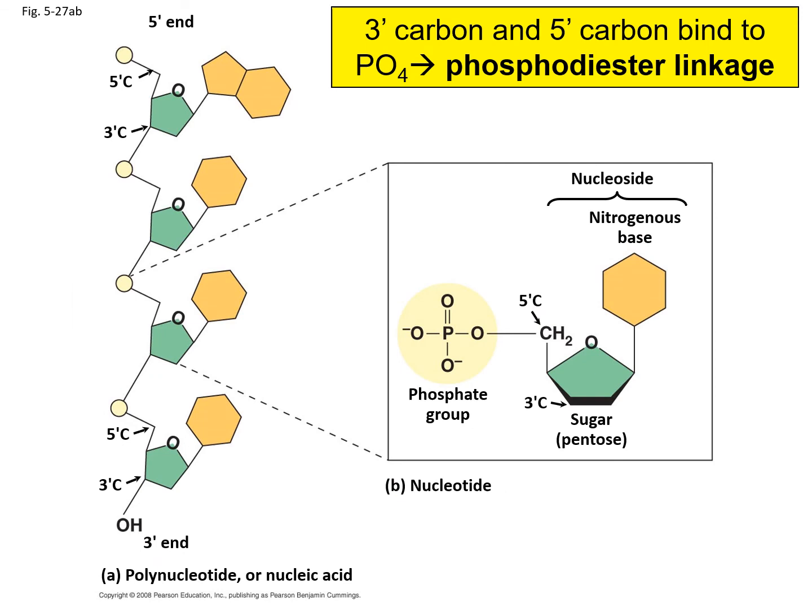When the sugar phosphate backbone is forming in either DNA or RNA, the sugar needs to bind to the phosphate. And when that happens, it makes what's called a phosphodiester bond or a phosphodiester linkage. So when the carbon of the sugar binds with the phosphate, we call that a phosphodiester linkage.